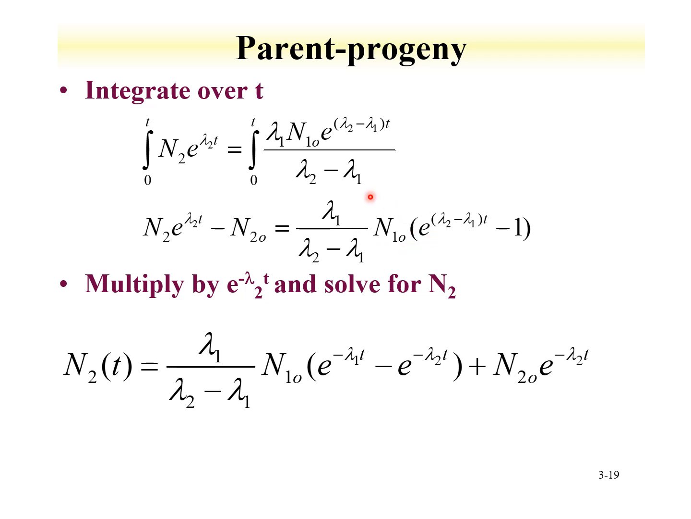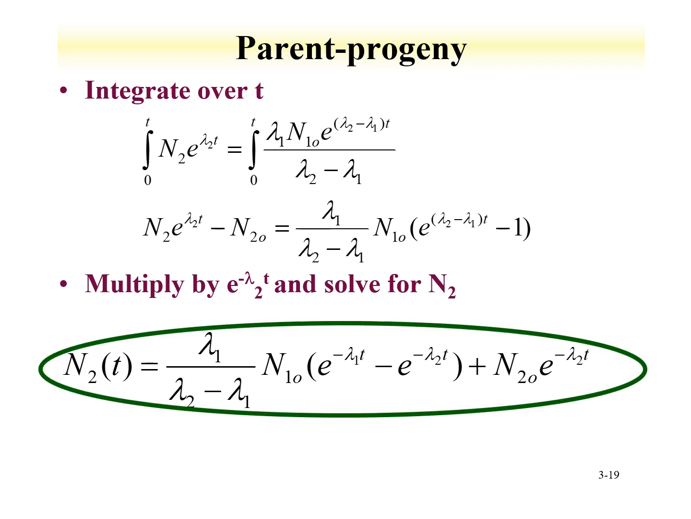times this term N1 e to the lambda 2 minus lambda 1 times t minus 1, multiply by e to the minus lambda 2 times t, and solve for N2. Remember, we're talking about the progeny, so we're looking for N2. N2 at any time t is equal to the decay constant of the parent divided by the decay constant of the progeny minus the decay constant of the parent. This describes the relative growth and decay. So the decay of the parent is growing into the progeny, but as the progeny decays, it's disappearing.